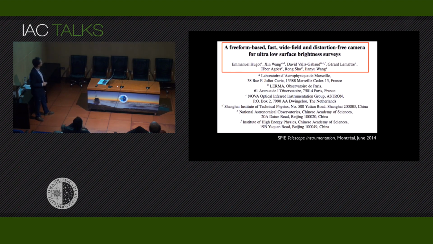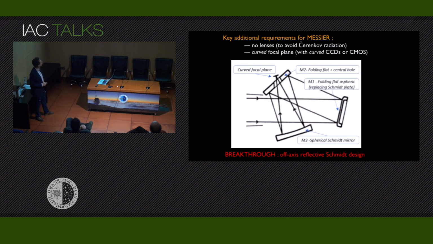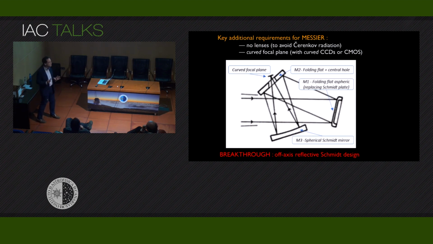So we published this a number of years ago, but we didn't get the funding for actually producing a prototype. Now, 3 months ago, we had a breakthrough, and we thought about a purely reflective Schmidt telescope, only with mirrors, no lenses. Now, the price to pay is that the focal plane will be curved. But we know how to do curved CCDs or even CMOS these days.